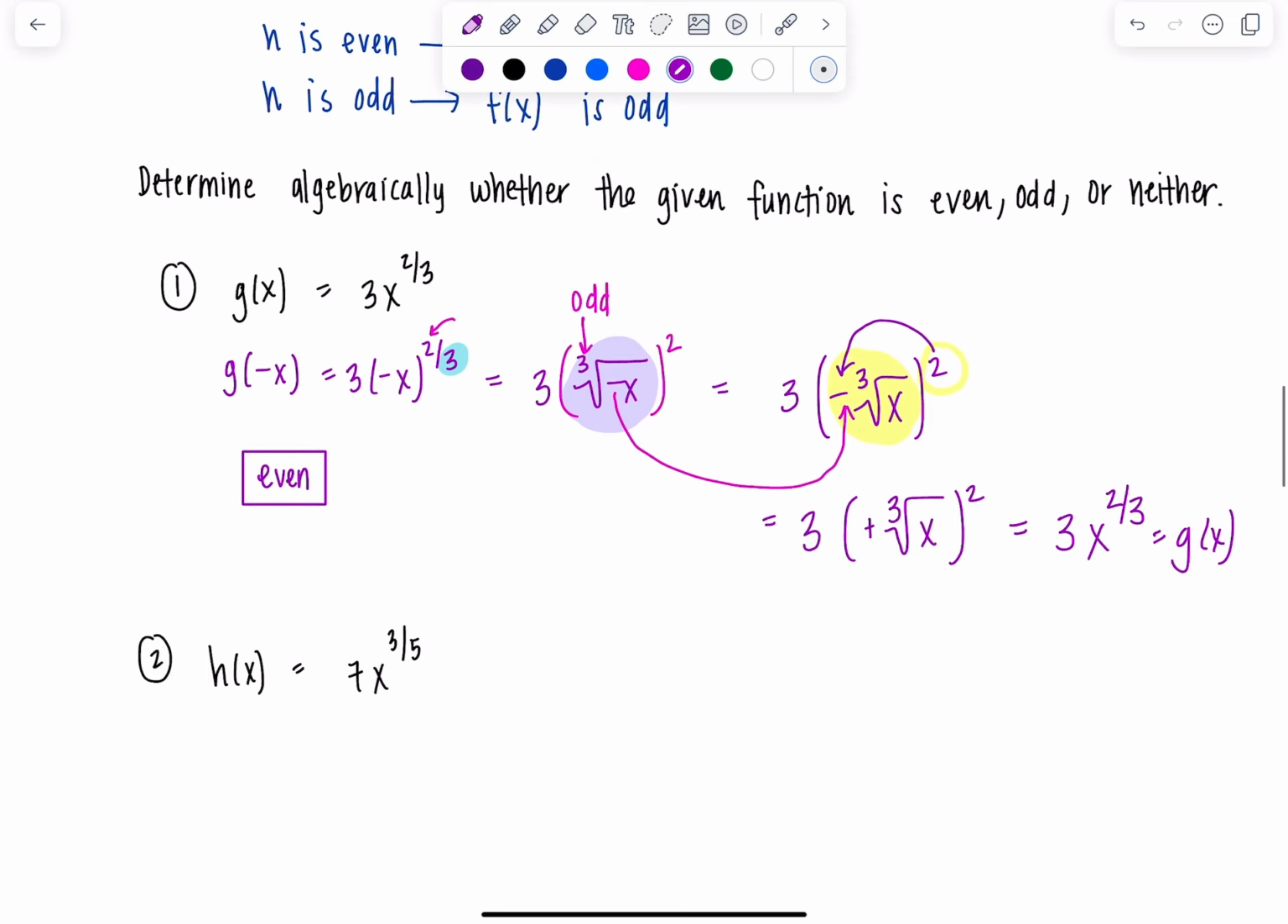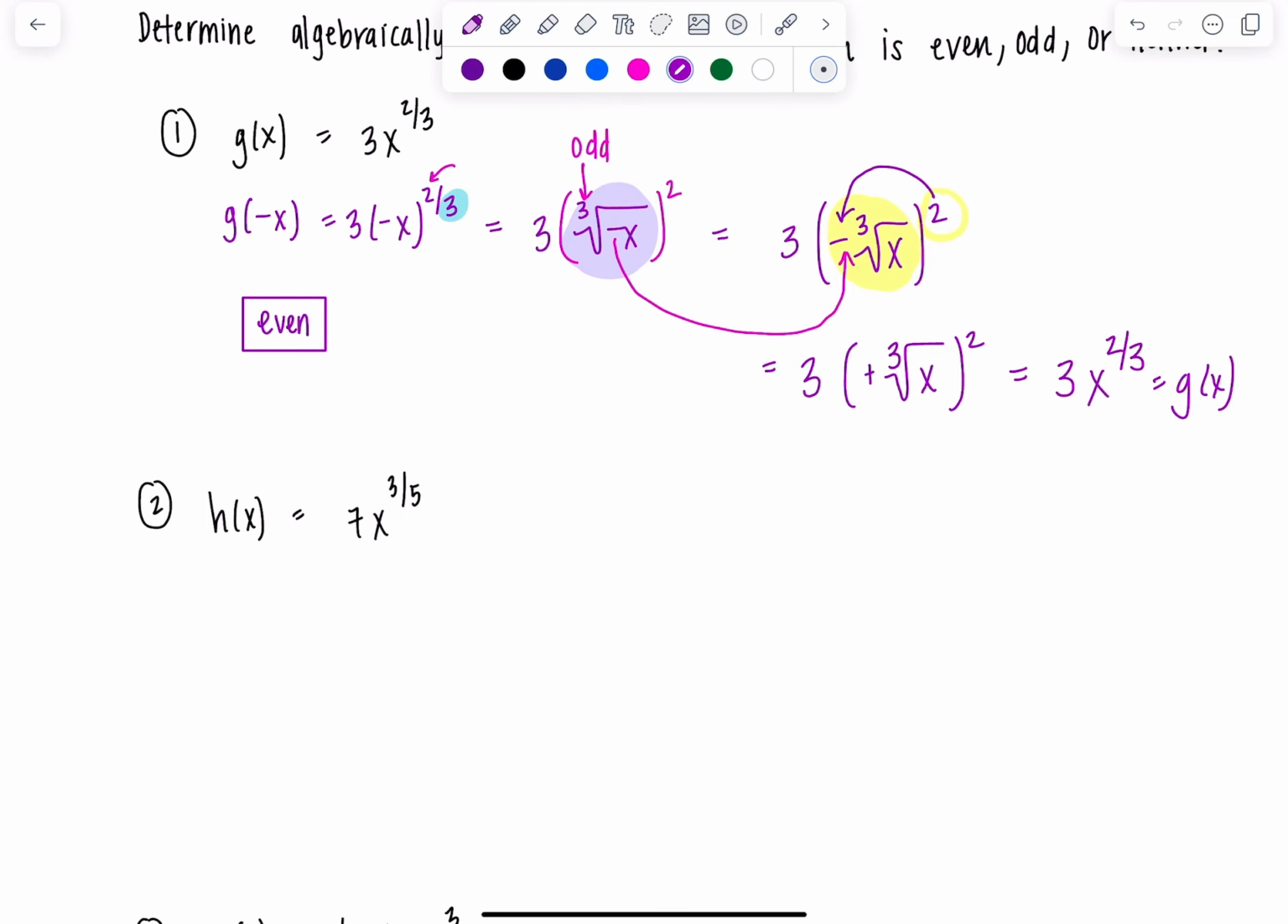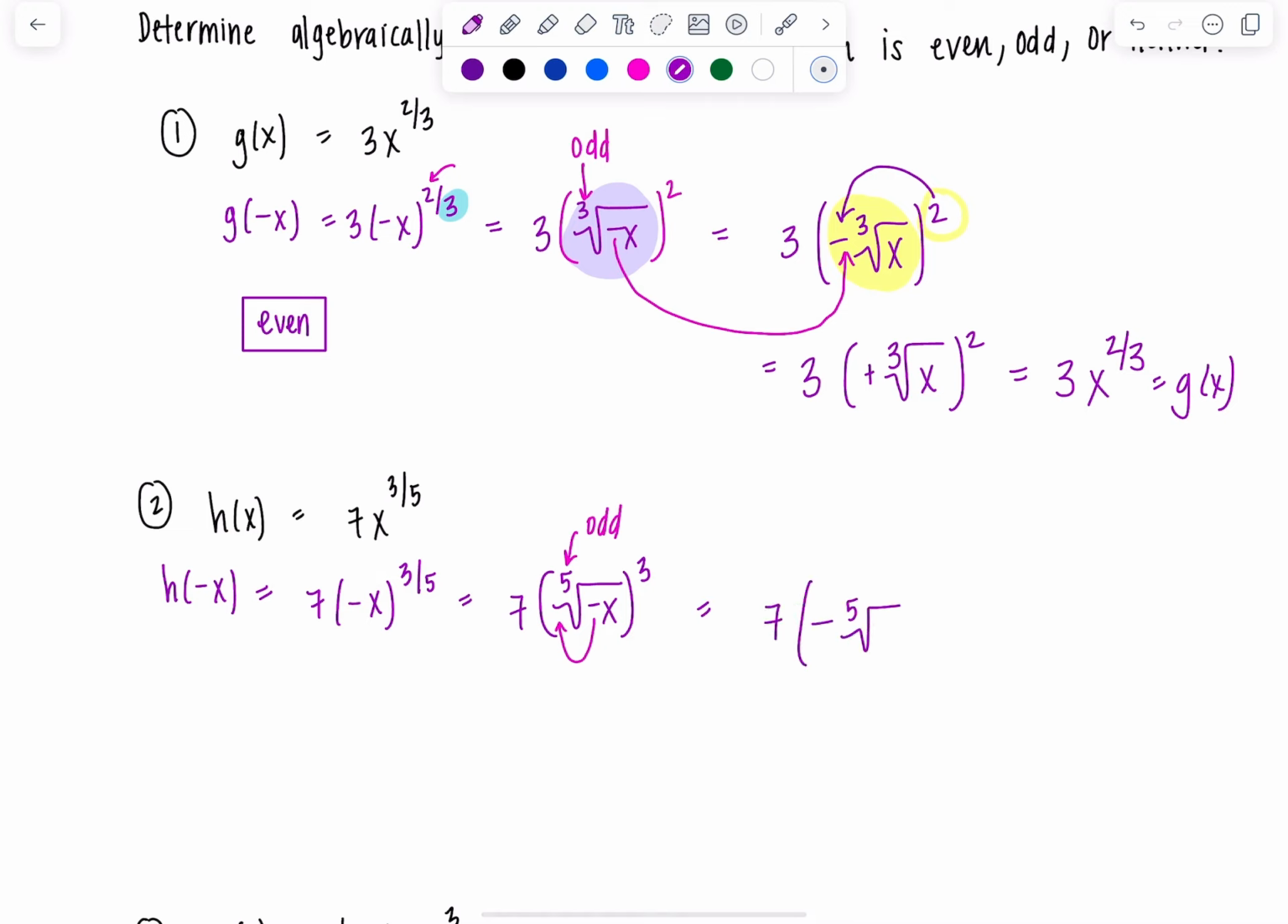All right, let's try another example. Here, h of x equals 7x to the 3/5. So again, to start off, I'm going to substitute in negative x for x. This is 7 times negative x to the 3/5. I can rewrite this as 7 times the 5th root of negative x cubed. Since this is an odd number and I have a negative, it can come outside. So this is 7 times negative 5th root of x cubed. Do you see what just happened?